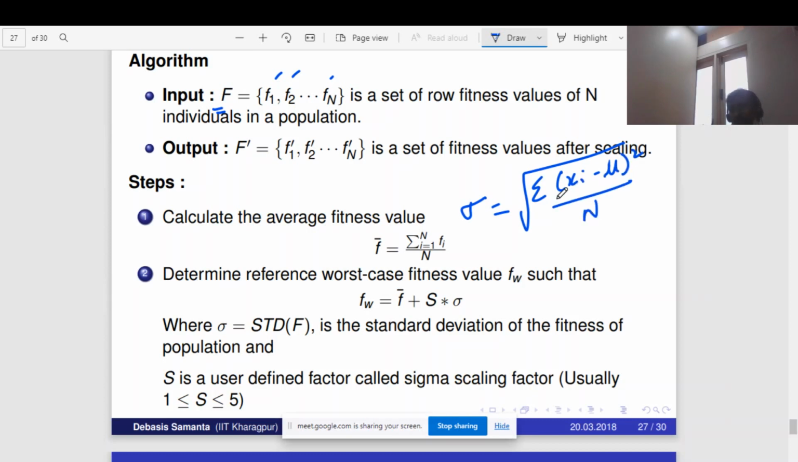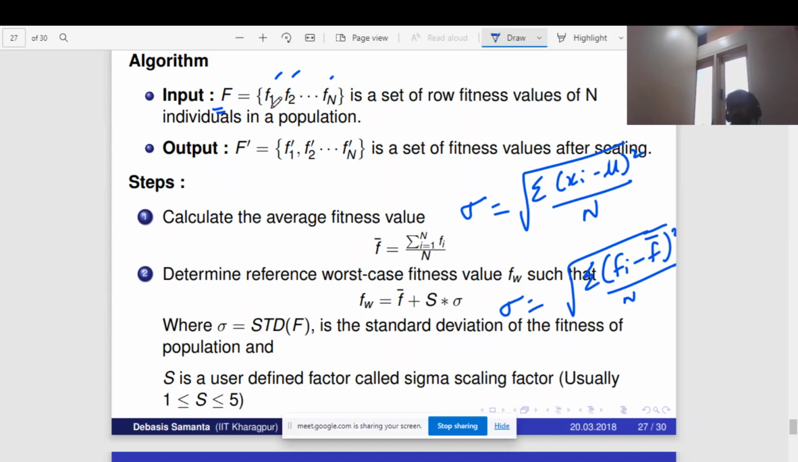This is the generic formula. Here, instead of xi, in our case we use fi. Instead of mu, you use f dash, that is the mean, and the whole square is divided by n. Like this you calculate sigma.